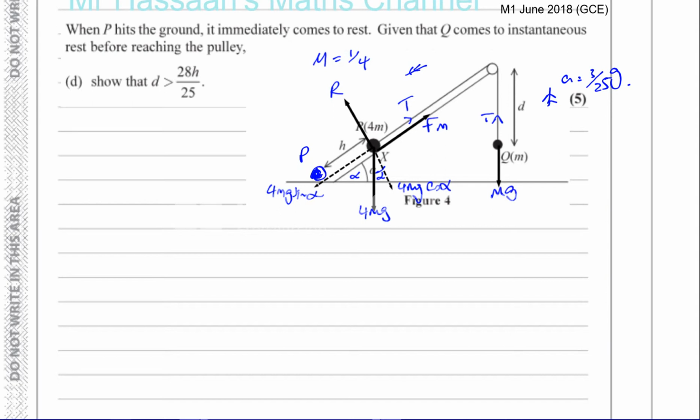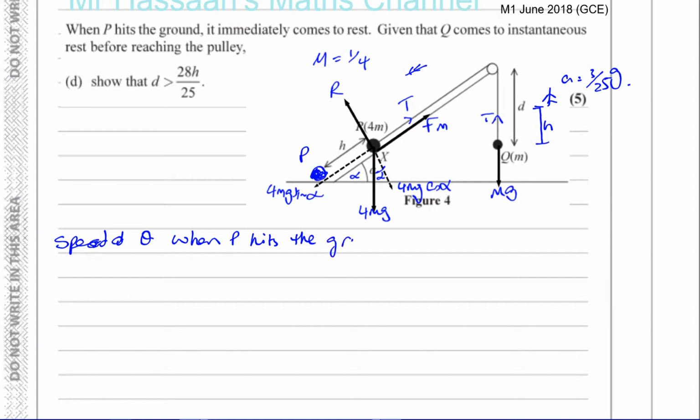Okay, so what we can do here is find the speed of Q at the point when P hits the ground. It will be the same as the speed of P as P hits the ground. Of course, once P hits the ground it's going to just stop, but just before it hits the ground, the speed of P and Q will be the same because they're both connected by the same string.